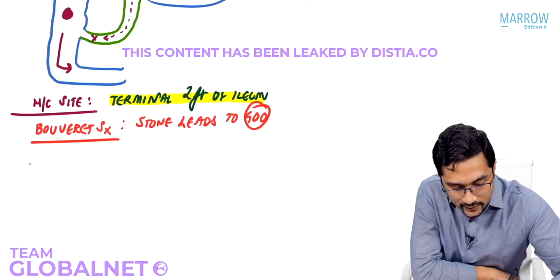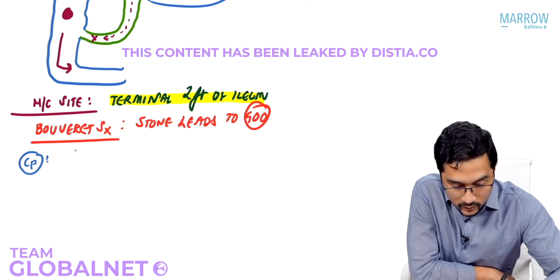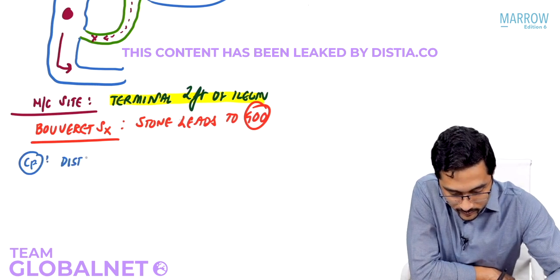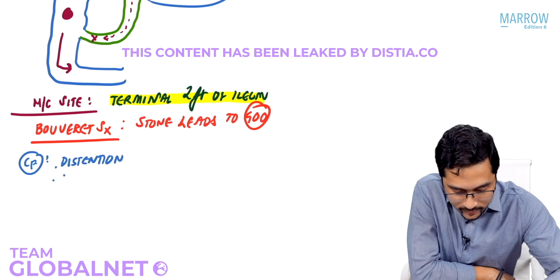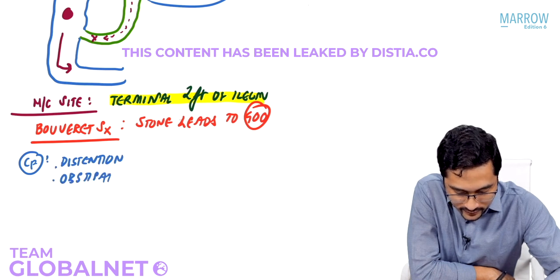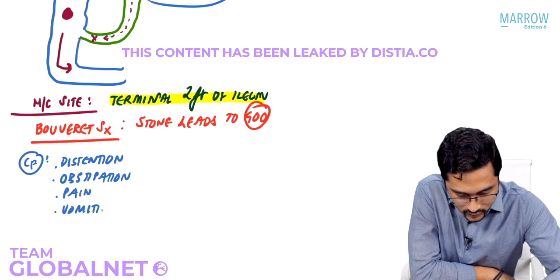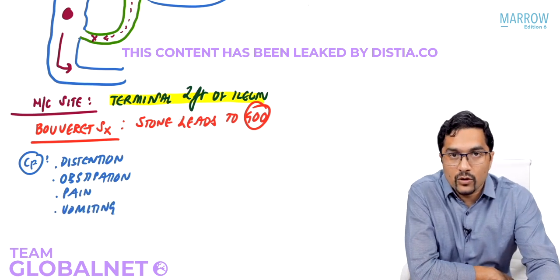We already know the clinical features of bowel obstruction. Patient is going to come with distension, obstipation, that is non-passage of flatus and feces. There is going to be abdominal pain, and there is going to be vomiting. So these are the clinical features with which the patient is going to present.